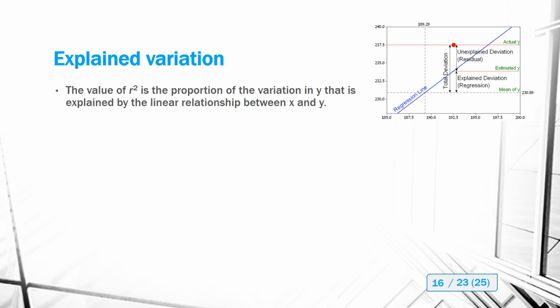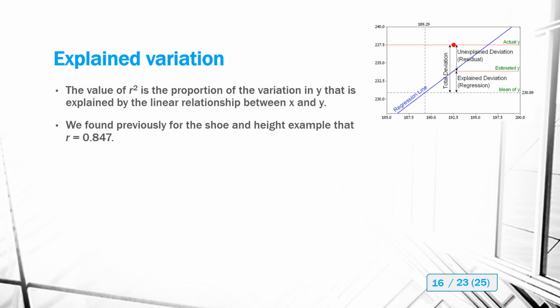I want to mention really briefly the concept of explained variation. If we square our linear correlation coefficient and get R squared, this value represents the proportion of variation in Y that's explained by the linear relationship between X and Y. This actually makes more sense when we get into some material in the next lecture about linear regression. So there's not much to understand about it now.